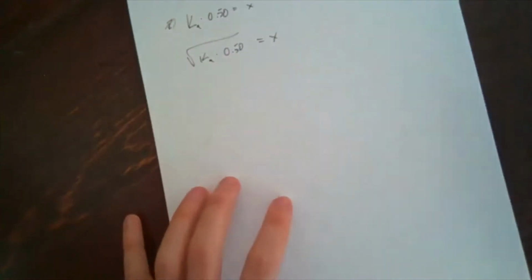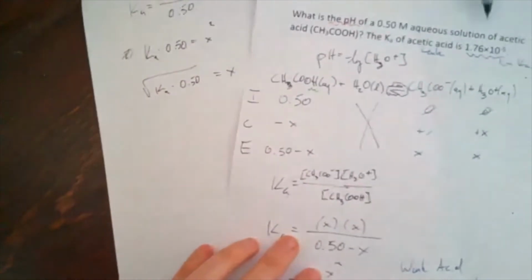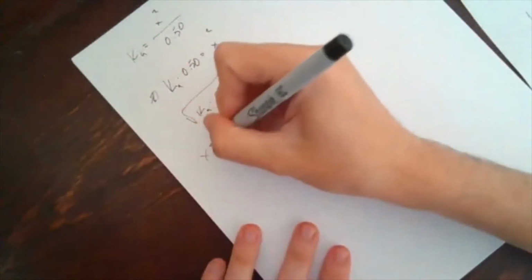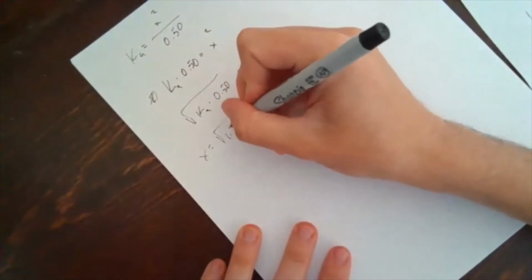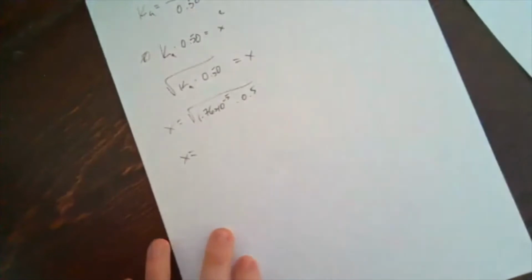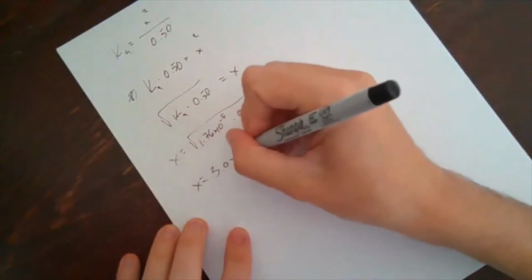Normally, if we were told it was acetic acid, remember the Ka, the value for that dissociation constant, just corresponds to the identity of the acid. We're also given it in the problem, 1.76 times 10 to the negative fifth. So we can plug that in. x is the square root of 1.76 times 10 to the negative fifth times 0.5. If we do the arithmetic, we get 3.0 times 10 to the negative third. Which is great. We've got an answer for x.